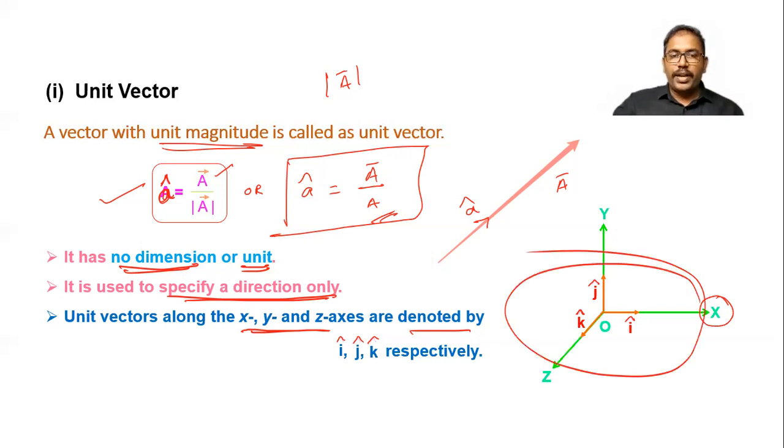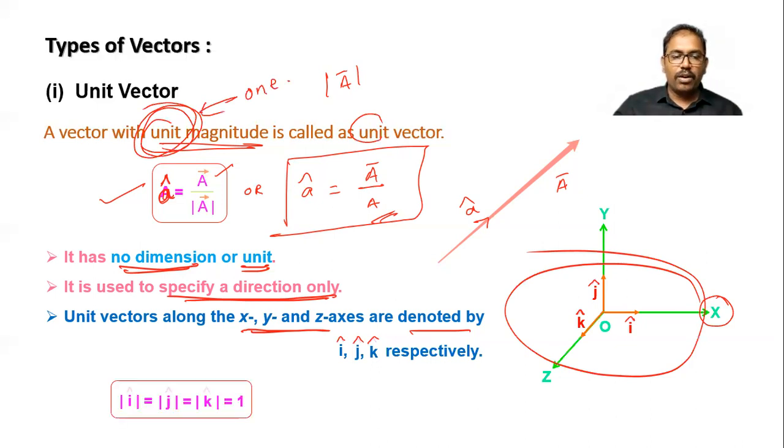Unit vector means a vector with unit magnitude. Unit means 1, whose magnitude is 1. We can write that the magnitude of I cap is equal to the magnitude of j cap is equal to the magnitude of k cap is equal to 1. The magnitude of a unit vector is 1, that you remember.